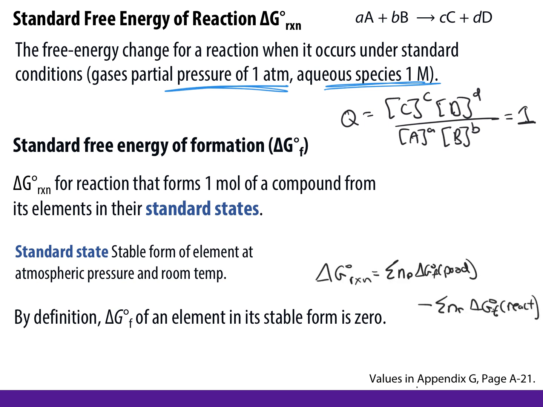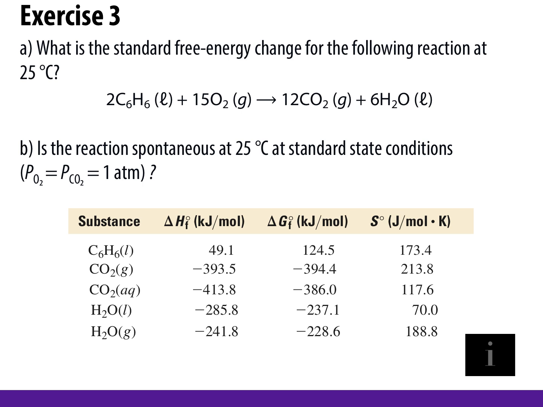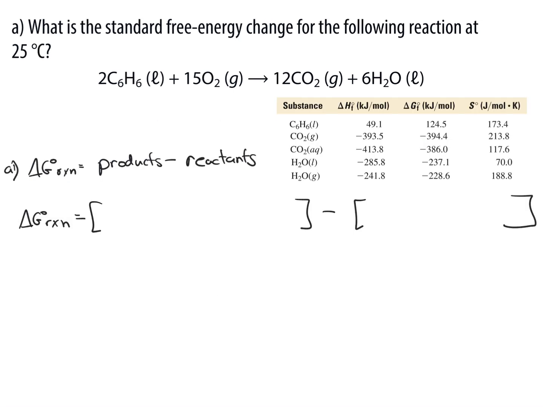We can calculate delta G of reaction using the same products minus reactants times their moles formula that applies to delta H and delta S. Given that, take a minute to try this example. Here's the solution to A.